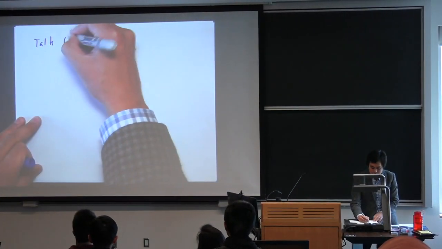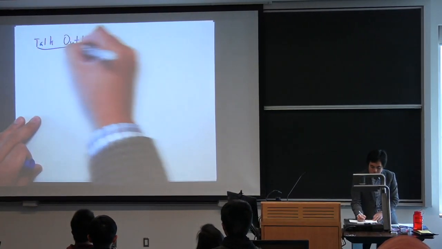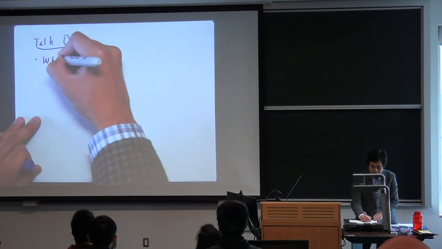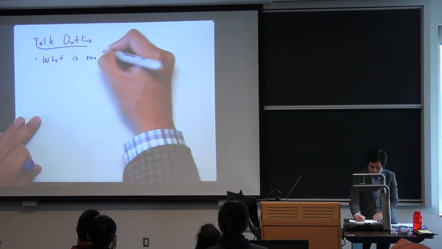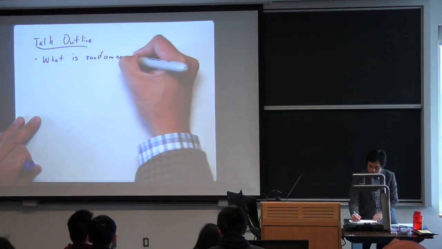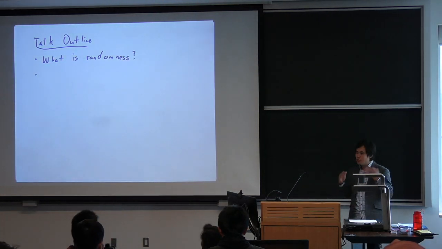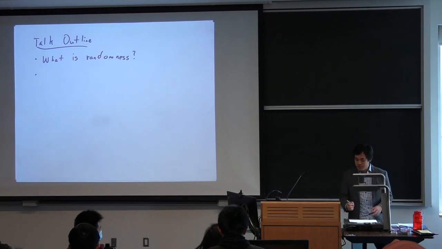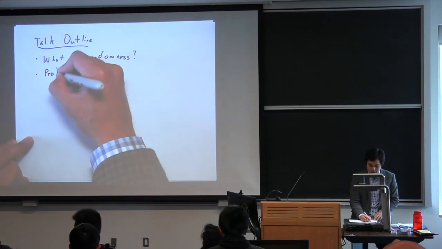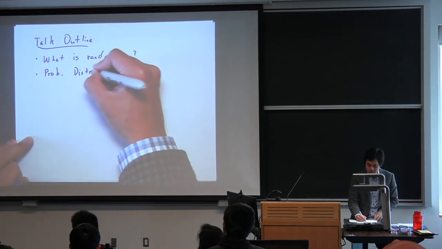For the talk outline, we're going to start with a few questions on, well, what is randomness? I'm not going to go into too much detail, because that's a question for the philosophers. But as mathematicians, computer scientists, and statisticians, we do need to have some sense of what randomness actually is. We'll talk a little bit about probability distributions.